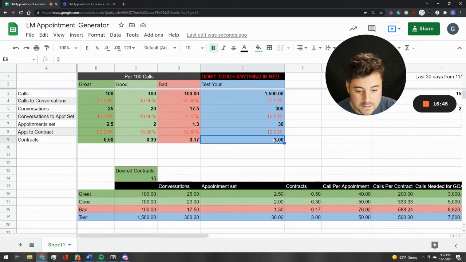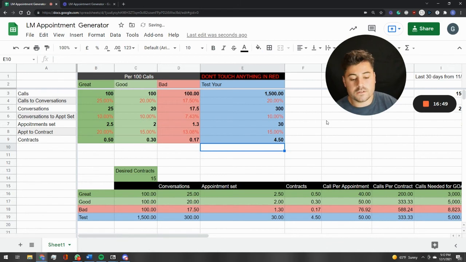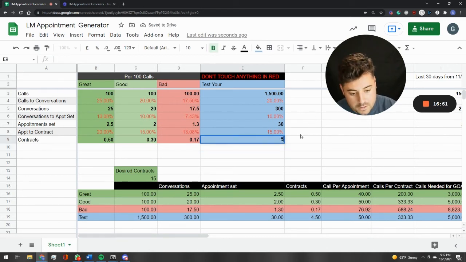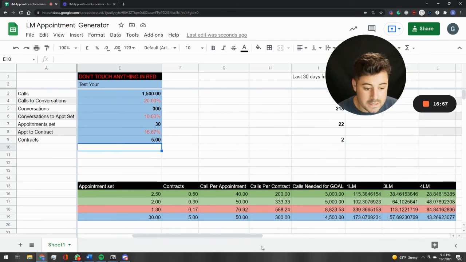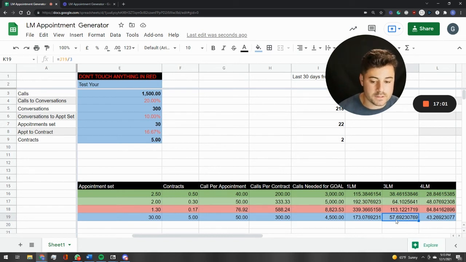What is that? It's probably like 4.5. So let's say we can't close 4.5. Let's say we can close 5 contracts. We're at 16%. We're a little bit above good, but still under great. Well, that takes the number down to 57. That splits it in half, right? Because we just got better, obviously, by a lot more in closing.